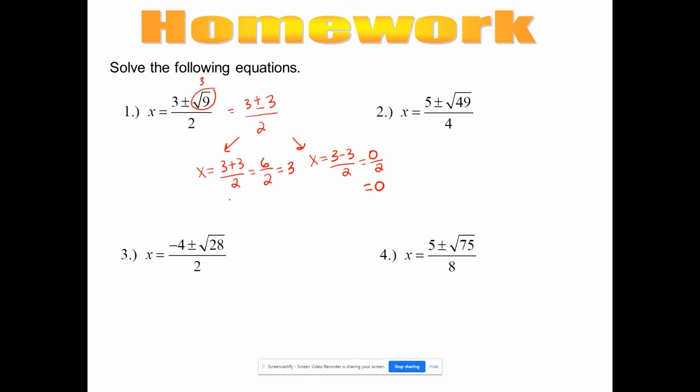So using set notation, using my braces, oops, hit the button on accident. Okay, in order, it's 0, 3. All right, number 2, same thing. Let's look at the square root. Square root of 49 is 7. So I'm going to go ahead and rewrite it with the reduced radical. So I'm going to make it a 7.